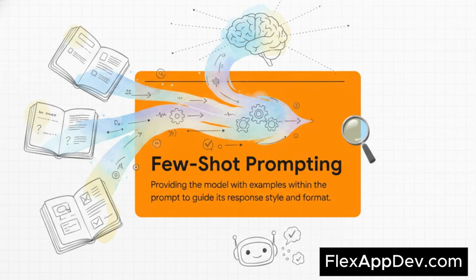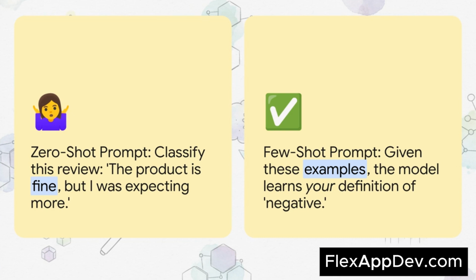And we can take this even further with a really cool technique called few-shot prompting. The best way to think about it is like you're giving the AI a little mini training session right there in your instruction, showing it exactly what a good answer looks like. By giving it just a couple of examples, you're aligning the model's judgment with your own specific needs. It learns your definition of negative or positive, which is absolutely essential for any kind of task-specific job.